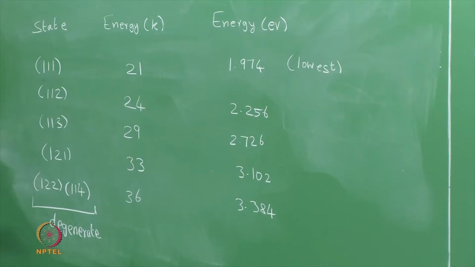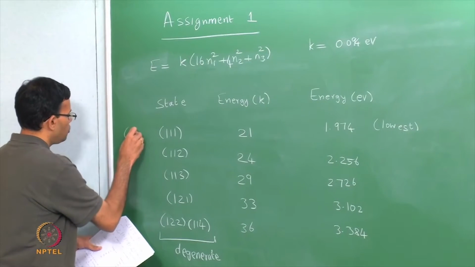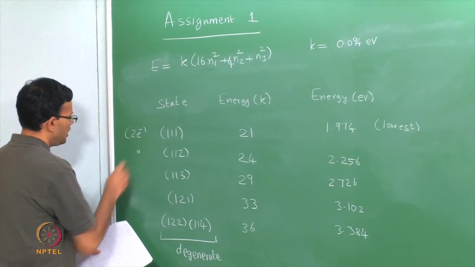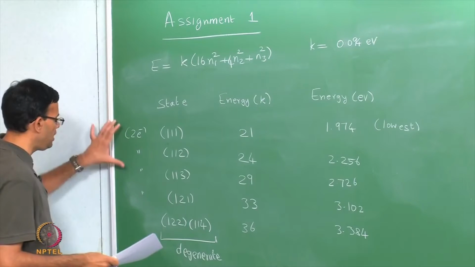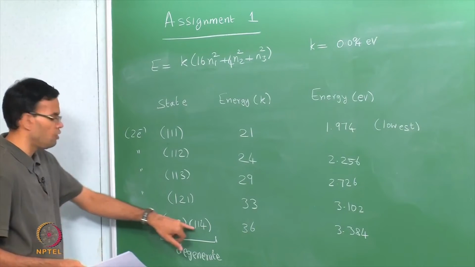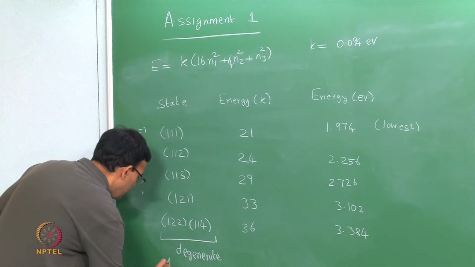So, now we have our 5 orbitals. So, if we fill in, this gets 2 electrons, this gets 2, this gets 2 and this gets 2. So, we have 8 electrons and both of them have the same energy. So, each gets 1 electron.